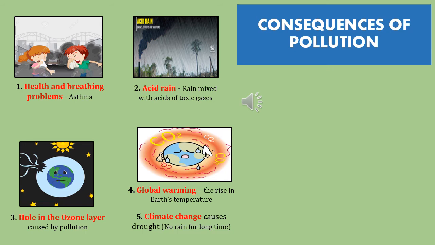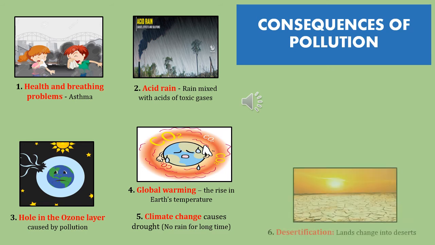When there is drought, no rain for a long period of time, the lands turn into deserts. And the animals and species that live in these areas are affected also. And it also causes deforestation, because the forests die because of the hot weather, in addition to the responsibility of humans in cutting the trees and turning them into deserts.